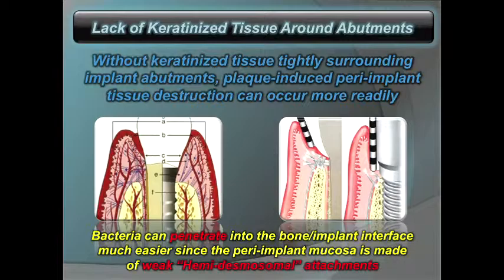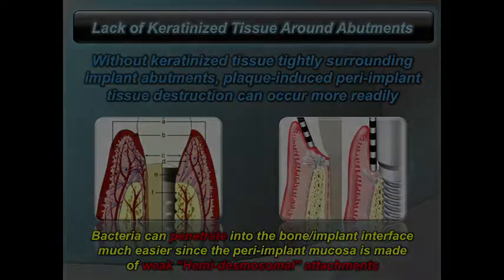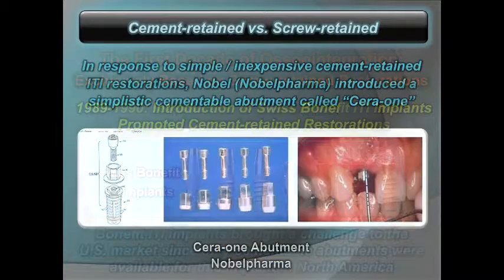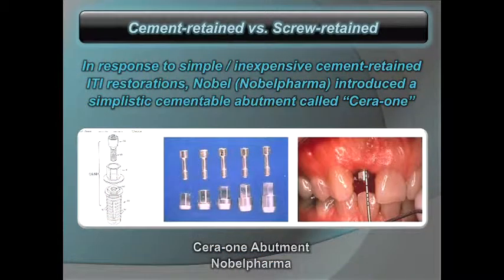Now, it has a practical effect on cement-retained versus screw-retained restorations. I just want to pass by this piece of history, which is why cement-retained became so popular before it was screw-retained. Yes. Is there a minimum amount of keratinized tissue, like 2 millimeters? Yeah, usually we say 2 millimeters. That's correct. So, anyways, ITI brought that. I'll go through that quickly. Nobel responded with CeraOne, and then after the 90s, cement-retained became popular.